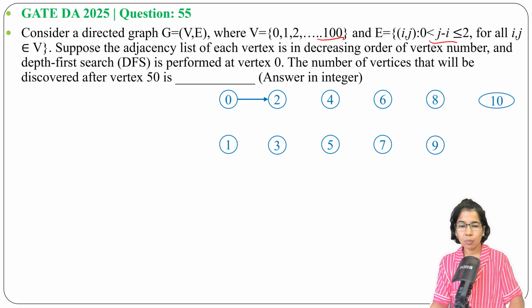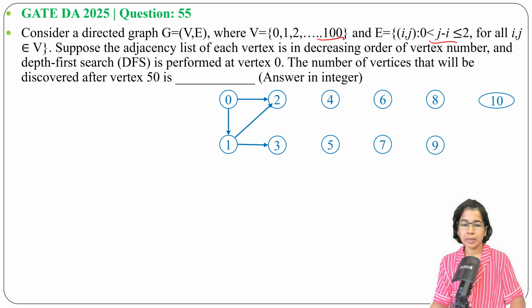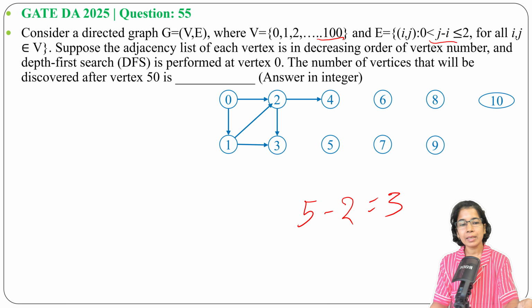0 to 1, 1 minus 0, the difference is 1. So there will be an edge from 0 to 1. Next, 1 to 2. Yes, 2 minus 1 is 1, there will be an edge. 1 to 3, 3 minus 1 is 2, there will be an edge. Next, 2 to 3, there will be an edge. 2 to 4, there will be an edge. 2 to 5, there will be no edge as 5 minus 2, the difference is 3, and 3 is greater than 2. So the difference should be less than or equal to 2, then only there will be a directed edge.